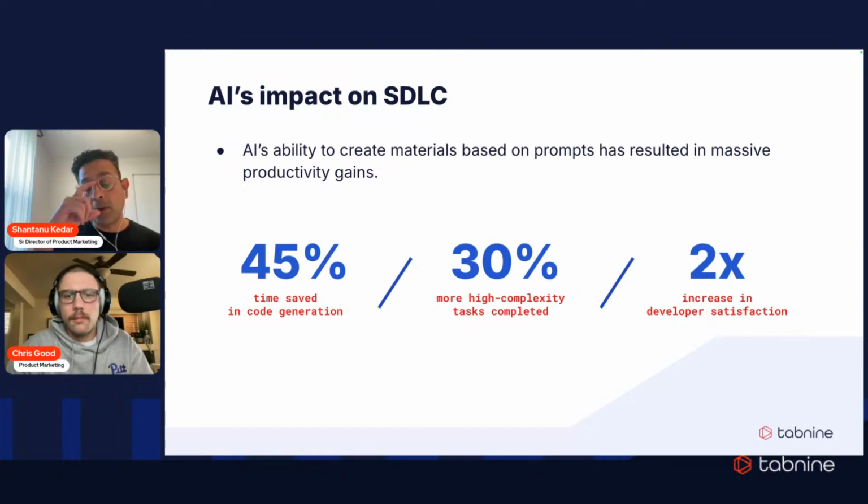Here are some stats from an independent study that was conducted by companies such as BCG and McKinsey. This study showed that developers who are using AI have seen a 45% time savings for code generation, and I think it was 50% time savings for the documentation use case. Similarly, developers who were using AI were able to complete 30% more high complexity tasks as compared to developers who didn't use AI. And lastly, developers using AI were more satisfied and happier in their job. This was a 2x increase in developer satisfaction as compared to developers who didn't use AI. Next slide.